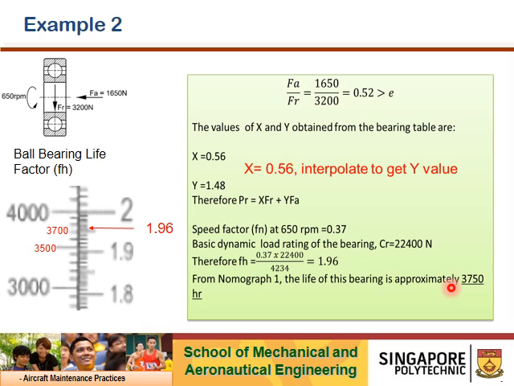This bearing, under that condition of Fa 1650 Newton, Fr 3,200 Newton, factory loading, and with the catalog Cr used, at 3,750 hours the bearing will start to fail. So at 3,750 hours of continuous usage, I should change the ball bearing. This is what the calculation is about. That means if you are the supplier or the factory owner, you will arrange to replace the ball bearing of your system when it reaches 3,750 hours of usage.